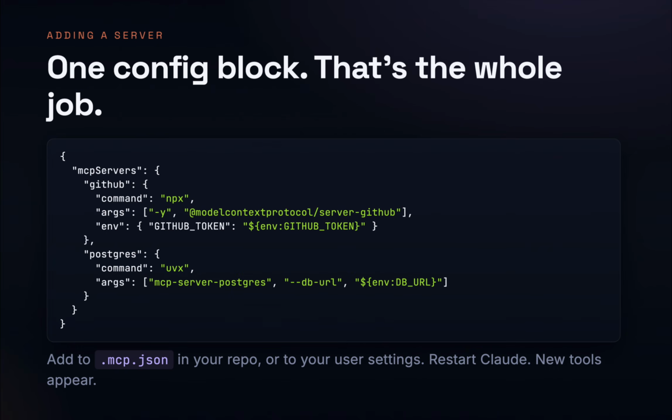Now let's look at some ways you can add an MCP server. This is a sample configuration file. Each entry defines one server. You give it a name. You tell Claude how to launch it, usually a single command, and you pass any environment variable it needs, like an authentication token. Save the config, restart Claude Code, and the new tools appear automatically in your session. No code to write, no SDK to learn, just configuration. And if you want this server available in every project, put it in your user settings. If it's only for this repository, drop it in a .mcp.json in your repository.